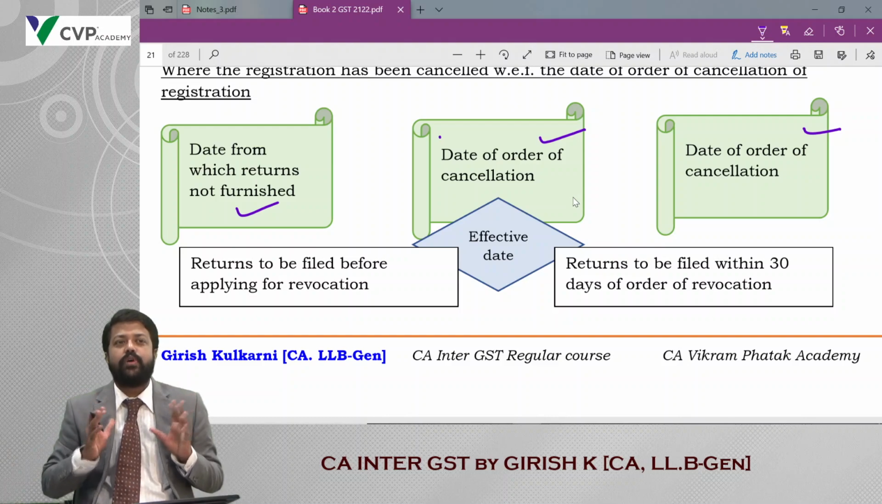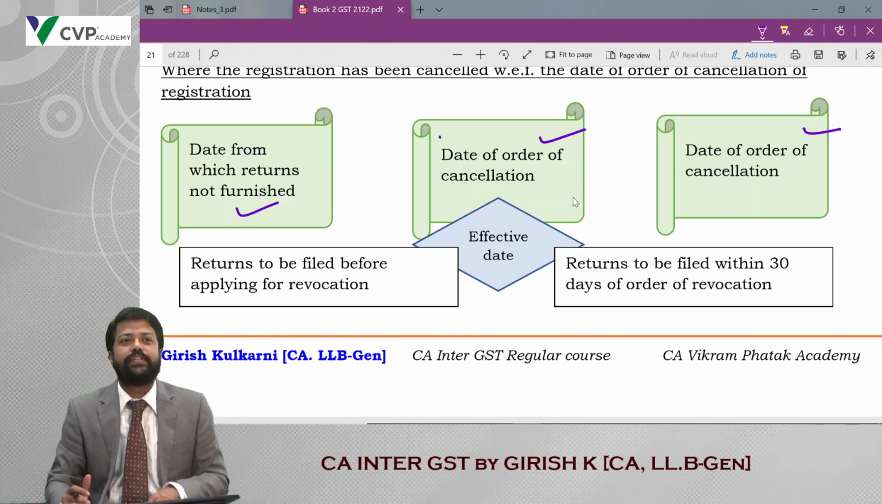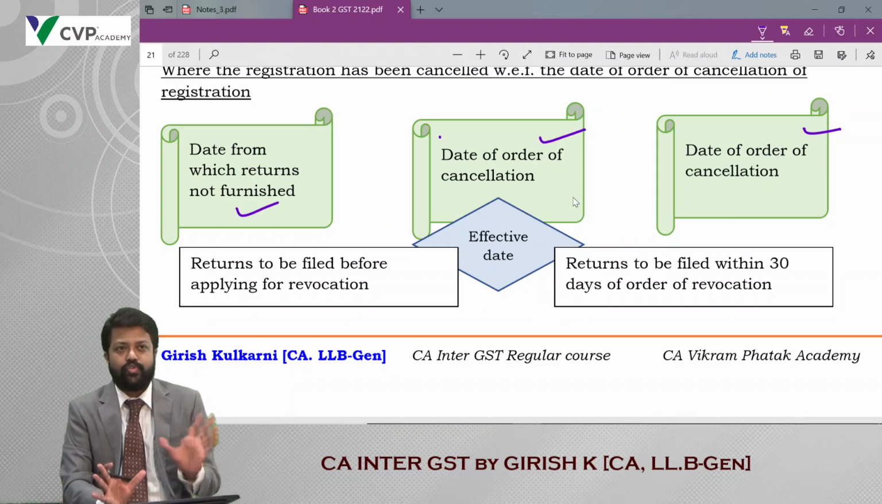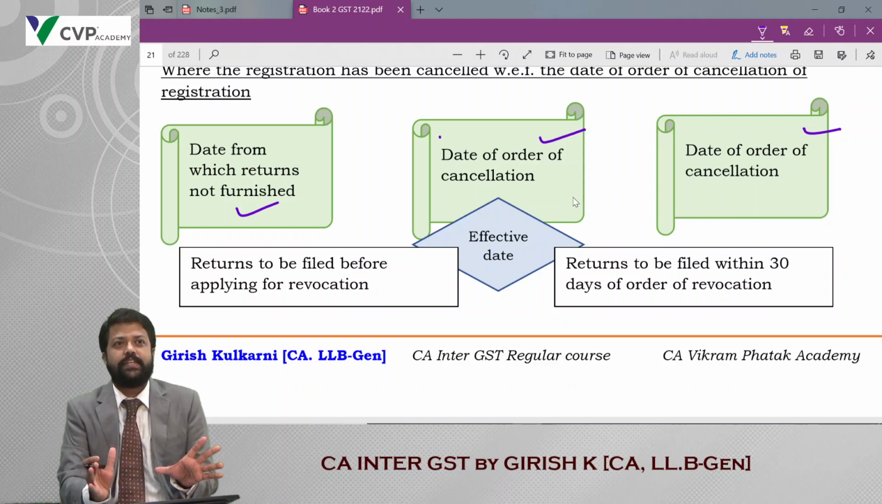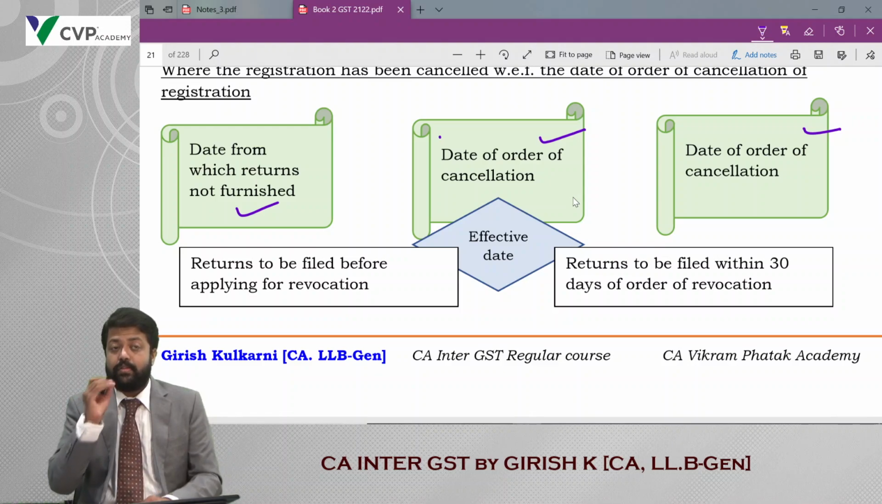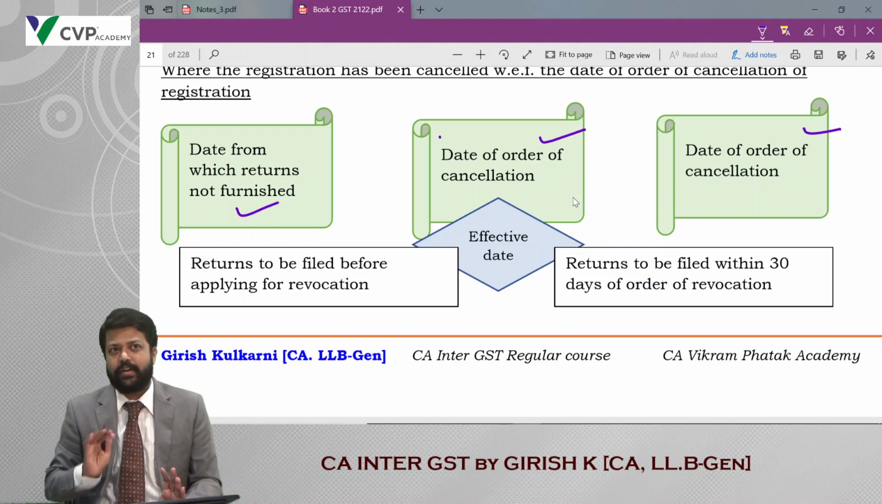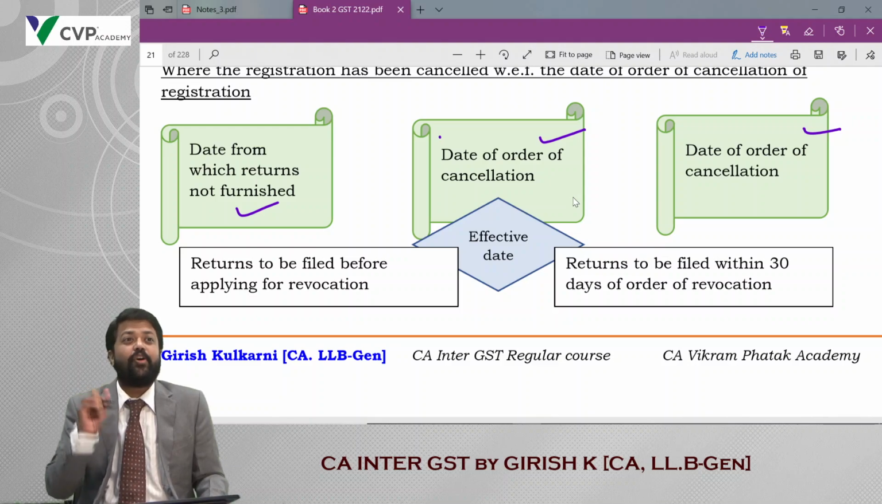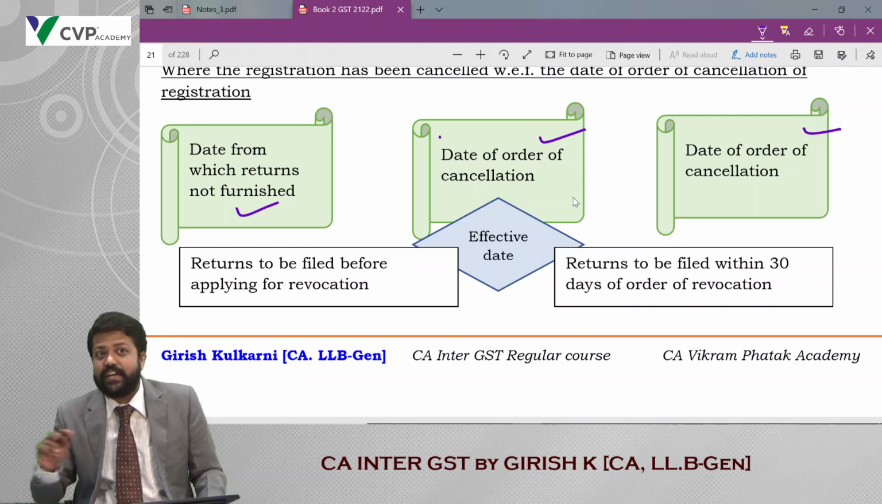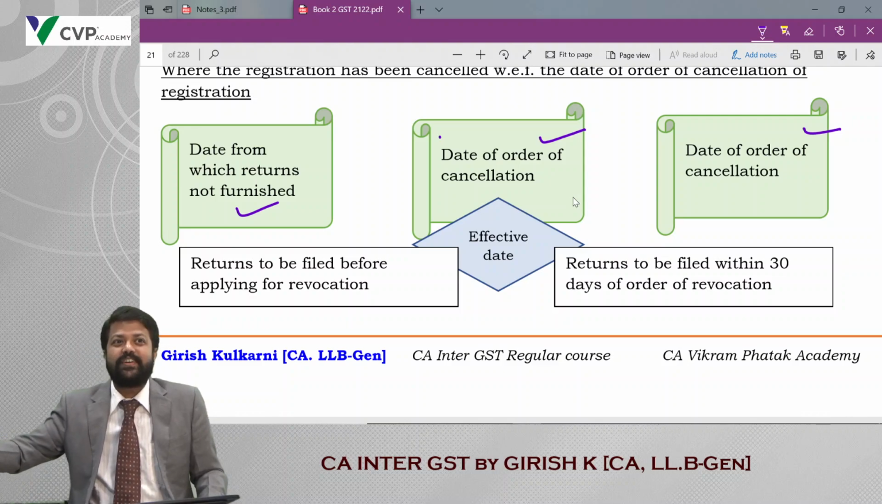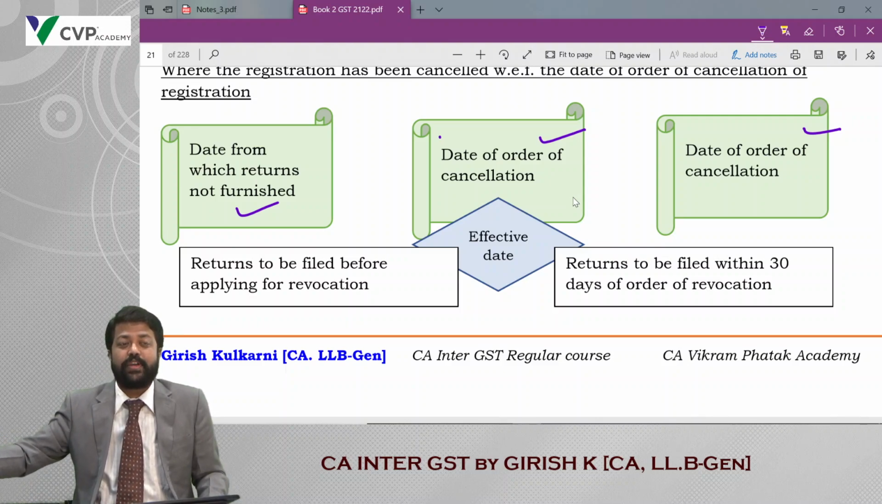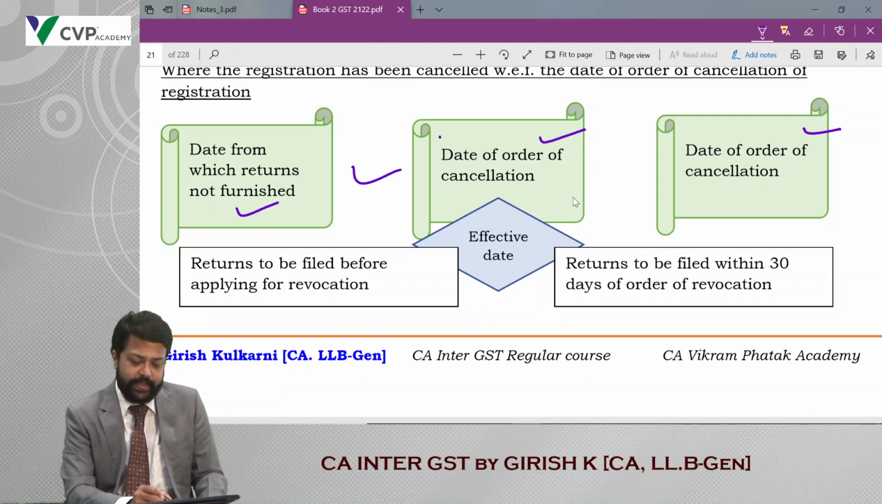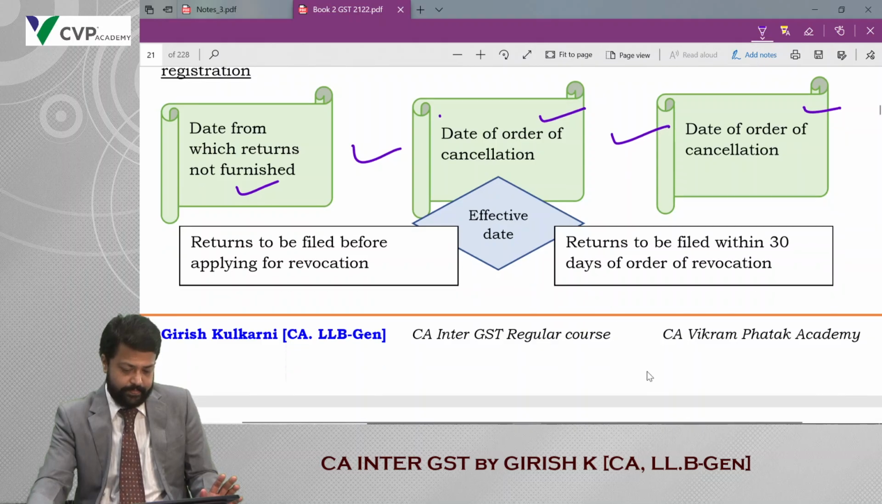So at the time of making the application for revocation, you have to cover the first area first. All the 6 pending returns up to the date of the cancellation order you have to file, and then they will pass the order. If you read the order, that order is always conditional. It mentions that the revocation of cancellation is subject to the condition that within 30 days, all the returns up to the date of application for revocation of cancellation are made good by the assessee from the date of this order. So there are two periods which one has to remember practically.